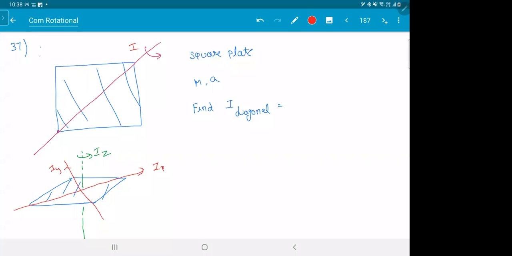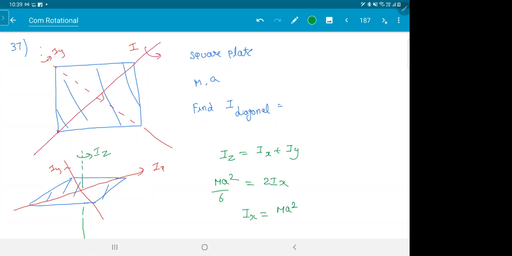So it will be like this. The other diagonal is this. You see, both are perpendicular and they're symmetrical. Then you're done. Iz is Ix plus Iy. Iz is how much? Ma square by 6. Ix and Iy are equal because of symmetry. So what is Ix? Ma square by 2.